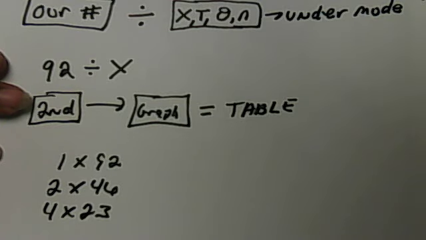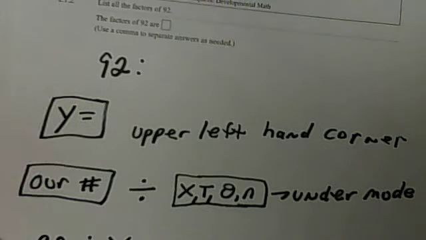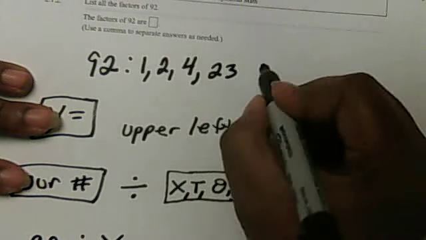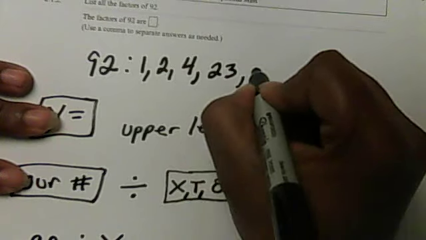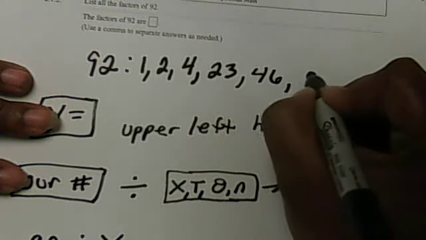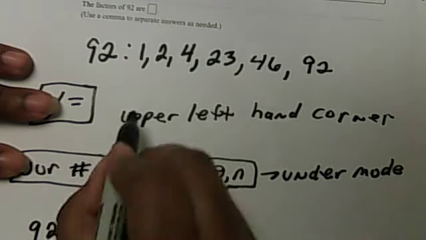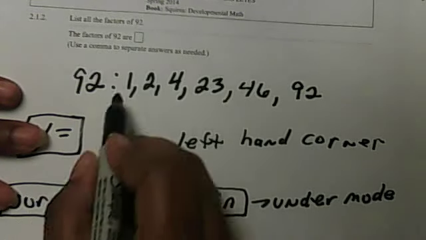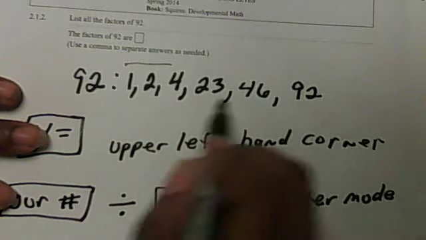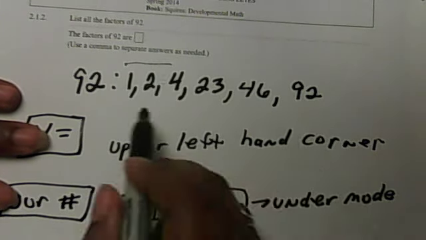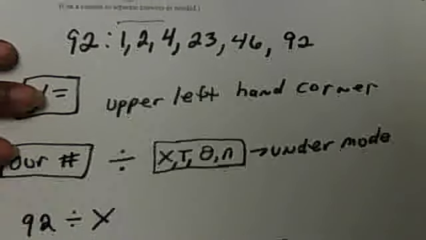And since it's a list, you're not going to put commas in the middle, so you're just going to go 1, 2, 4, 23, 46, and 92. Alright? That's my list, with commas in the middle in my math lab, so that you're not telling it to multiply all these numbers. You're listing. You're giving a list.